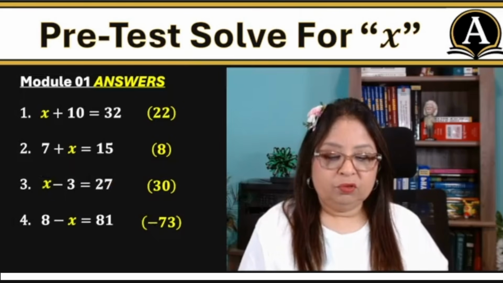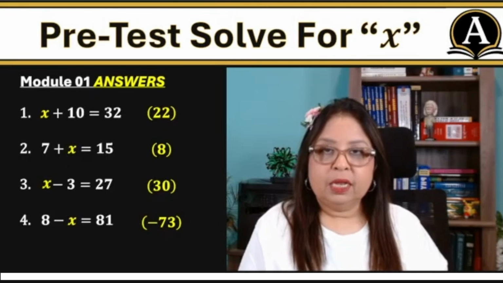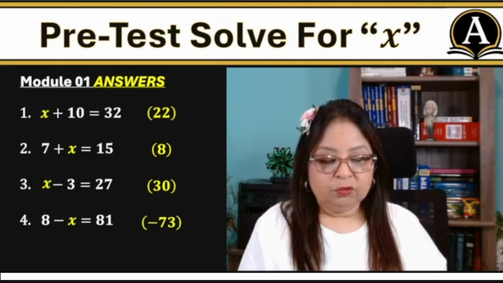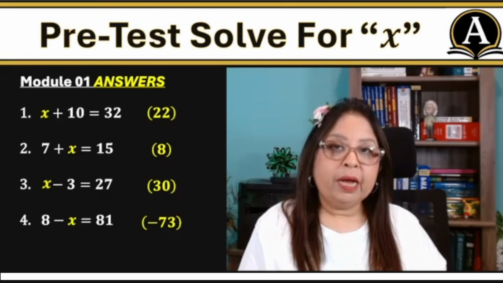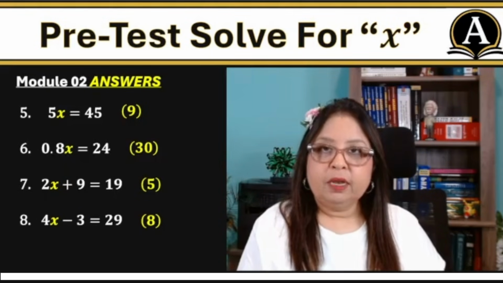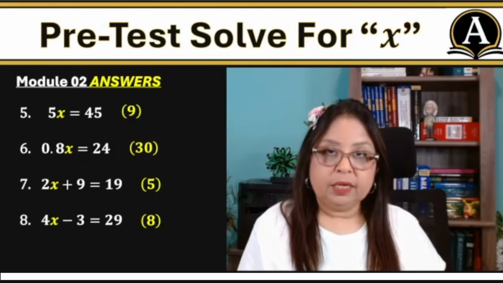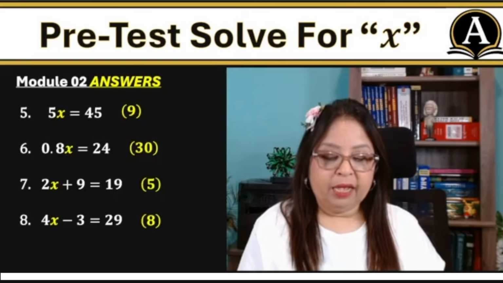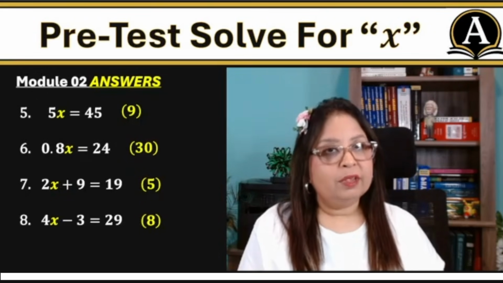Number 1, the answer is 22. Number 2, the answer is 8. Number 3, the answer is 30. Number 4, the answer is minus 73. Alright, next slide. Number 5, the answer is 9. Number 6, the answer is 30. Number 7, the answer is 5. Number 8, the answer is 8.